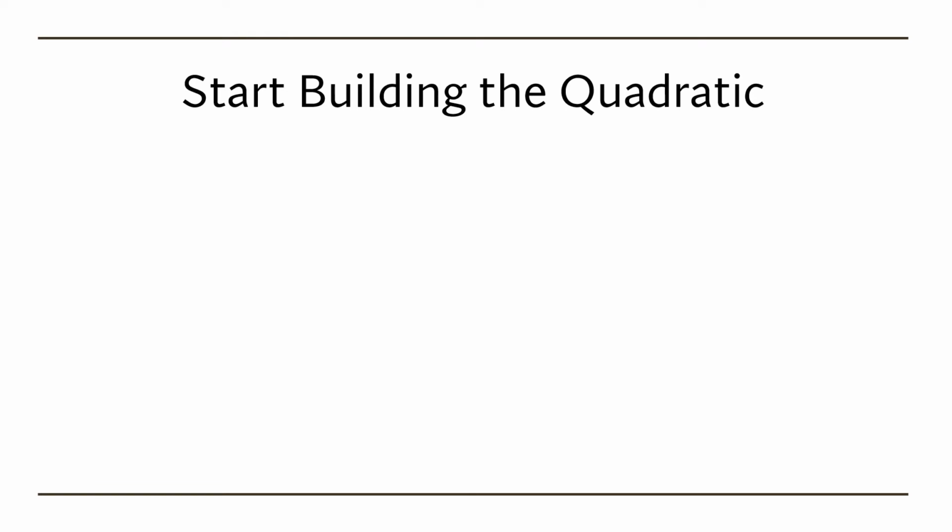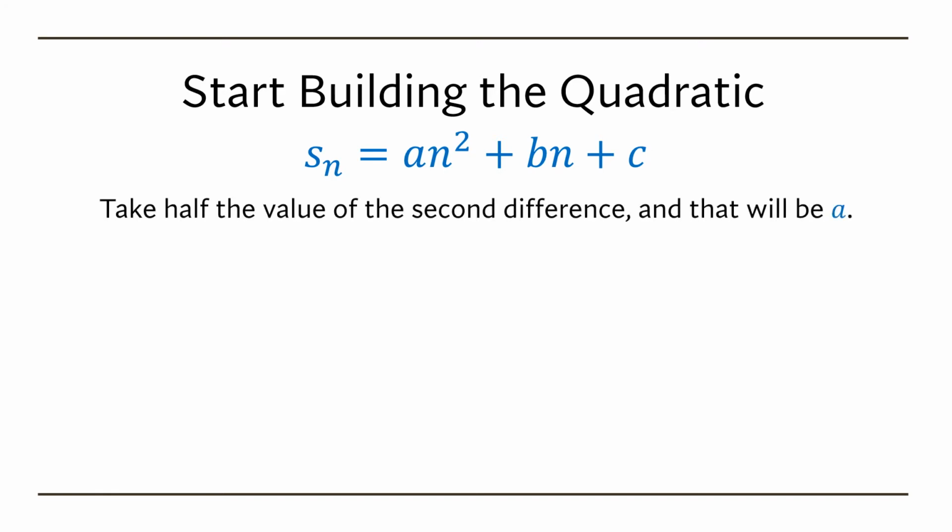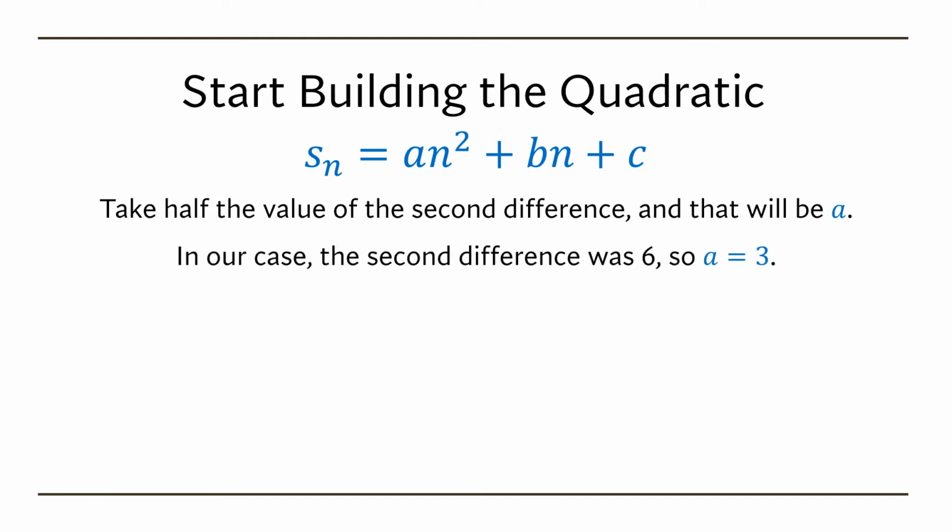So given all of that, let's start building the quadratic so that we can find our elements in the sequence. So we start off with this idea. So we want to find A, B, and C. So the first step is very simply take half of the value of the second difference, and that will be your A value. Again, the reasons why you'll see in the next video, but let's just go with it. So in our case, the second difference was 6, so A is going to be 3.